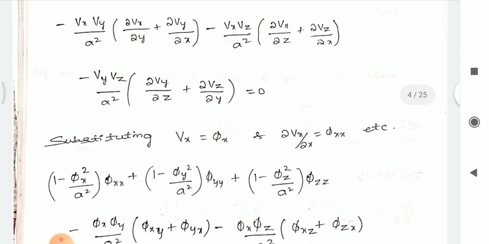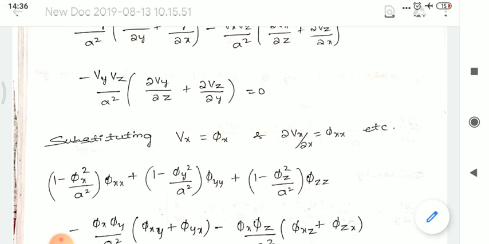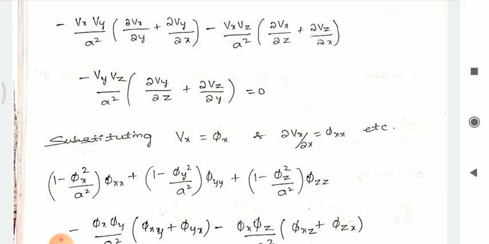Next, you have to substitute wherever Vx is there, substitute it with φx, and differentiation of Vx with respect to x, take it as φxx. Similarly, wherever Vy is there, take it as φy. And if the differentiation of Vx with respect to x is φxx, Vx with respect to y is φxy, differentiation of Vy with respect to y is φyy, like that.